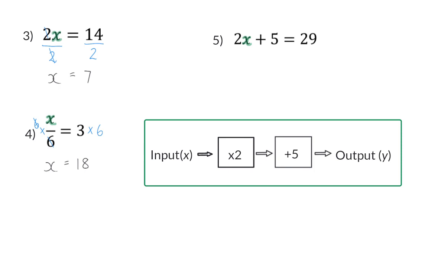In our equation we are given the y value or output value, and this is given as 29, and we need to work backwards, firstly doing the inverse of plus 5, which is minus 5, and then the inverse of times by 2, which is dividing by 2, to get our input value or x value.